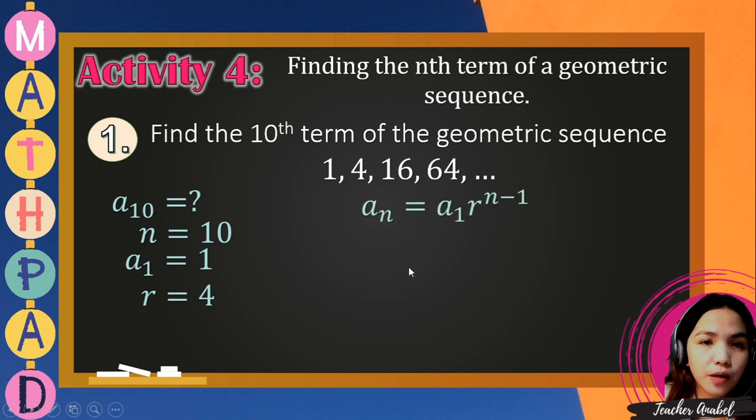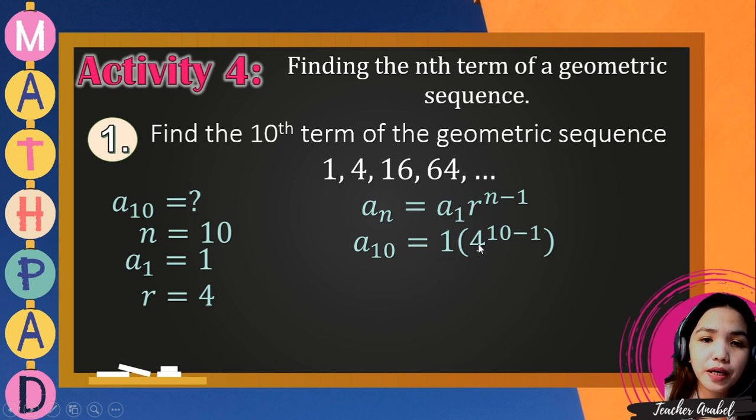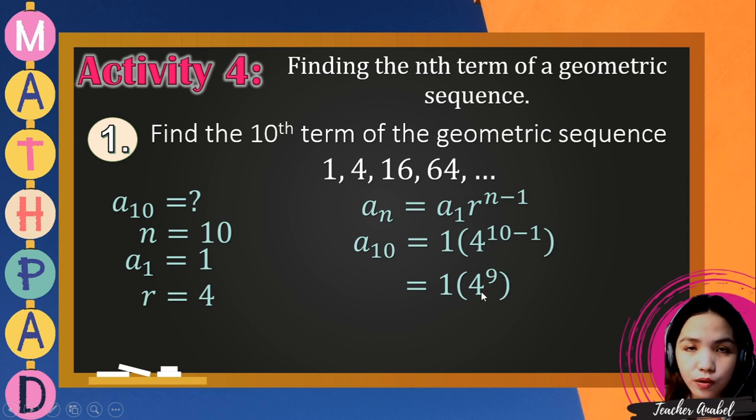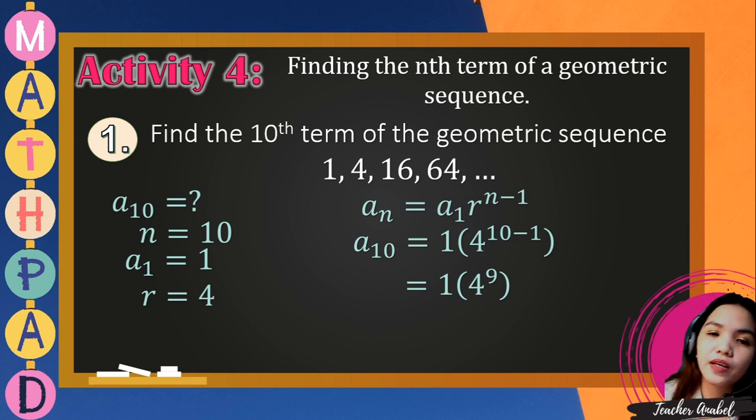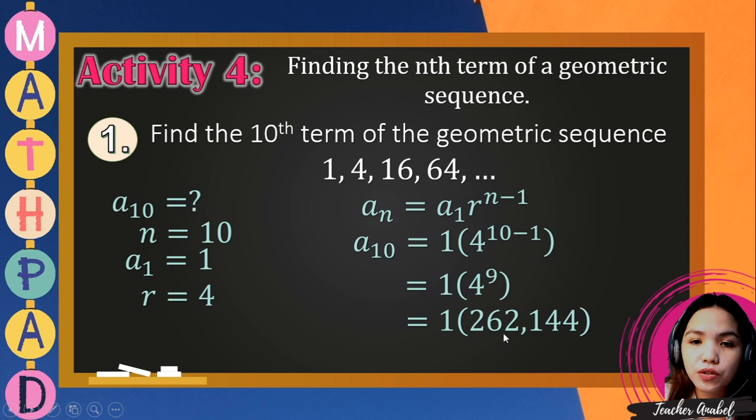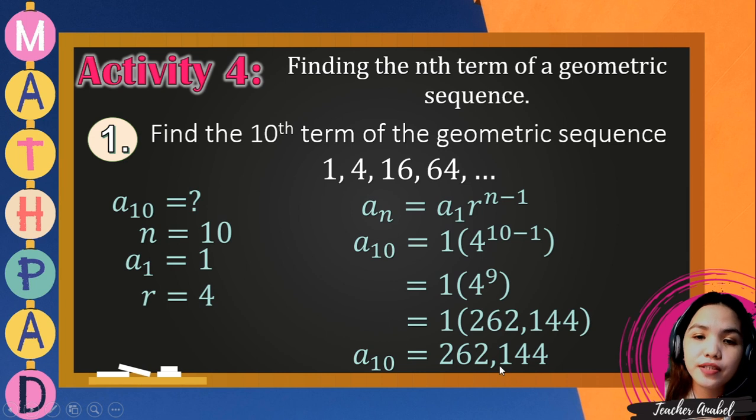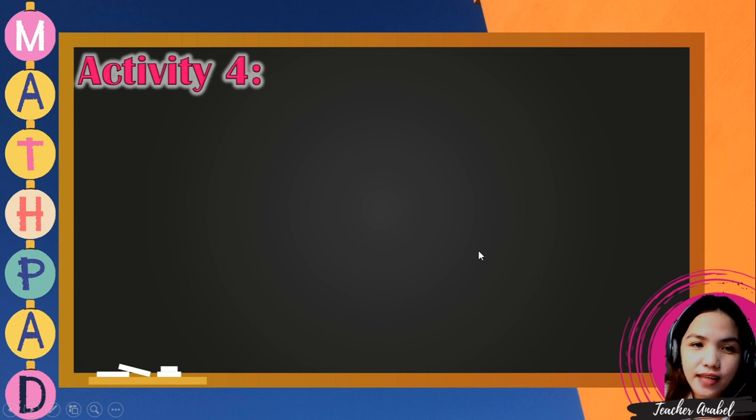So using the same formula, we have a sub 1 will be replaced by 1, then r will be replaced by 4, n is 10, so from here 10 minus 1, and 10 minus 1 is equal to 9. So again, you can use your calculator to find the value of 4 raised to 9. So 4 raised to 9 is the same as you multiply 4 9 times by itself, not 4 times 9. Okay. Now 4 raised to 9 is equal to 262,144 times 1, that is equal to 262,144. Okay, let us have another example.